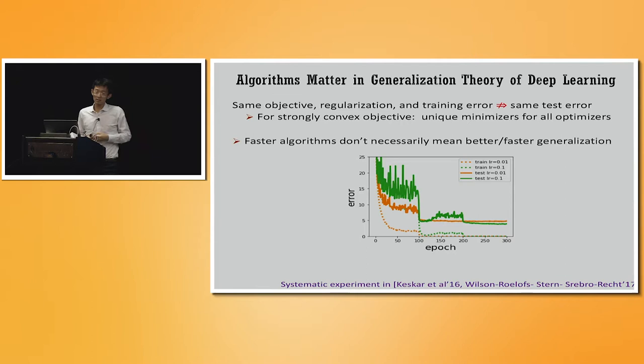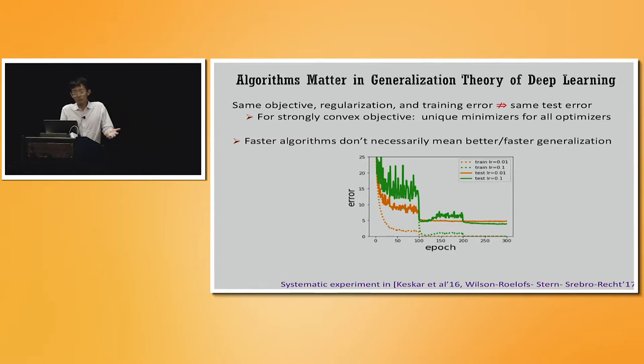What is worse is that faster algorithms don't necessarily mean better or faster generalization. I could have all different ways to design faster algorithms that don't generalize. This is just a super trivial example, which is you just make the learning rate smaller. Here, the orange curve is with learning rate 0.01, and the green curve is with learning rate 0.1. You can see that the training error decreases to zero faster in the orange case, the 0.01 case. But the test error at the beginning decreases faster with the smaller learning rate, but at the end, the test error with the larger learning rate wins. And this is true if you run it for long enough time as well.